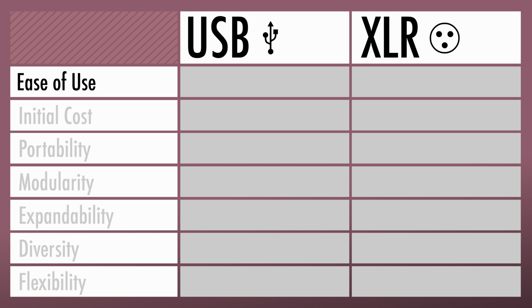Alright, so let's just quickly recap and put all the points on screen together so that you can easily decide what's right for you. So for general ease of use, USB mics are definitely easier to set up and get started with. Connect a USB cable to your computer and that's it. Whereas XLR mics will need an audio interface and a few more connections, so USB mics win this one.